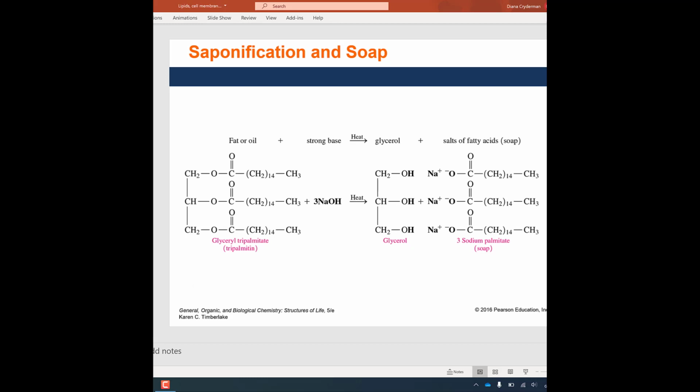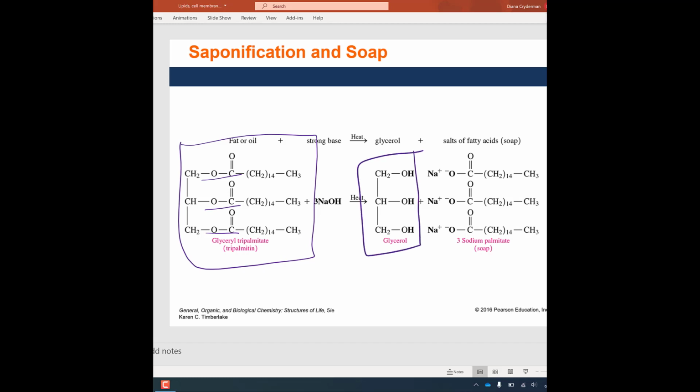So saponification and soap. Here we've got our fat or oil of some sort. So here's each ester. And we're going to break it apart. We'll be left with a glycerol, our triglycerol group there, and then our carboxylate, so what used to be our fatty acid tail, now is an ion, and then sodium from our NaOH base. And then we'll have 3 of those, of course.